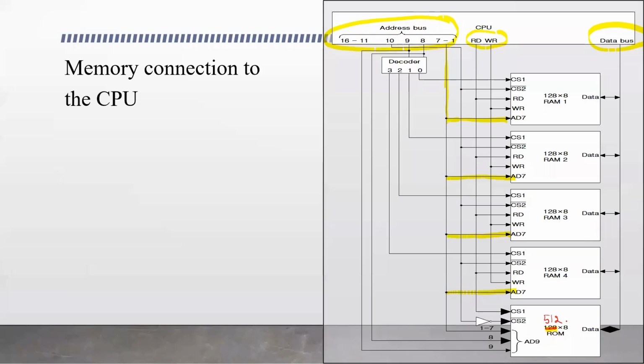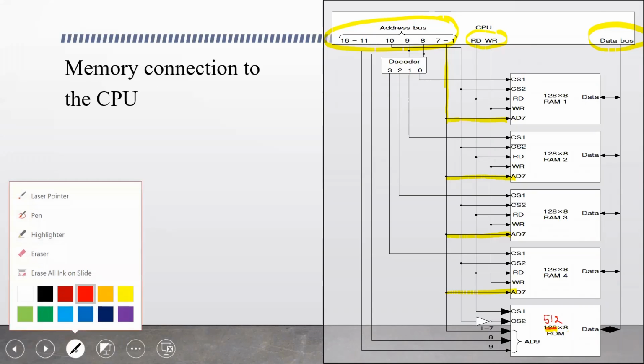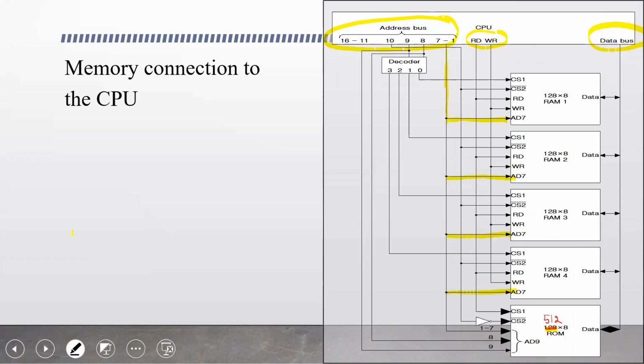Okay, the capacity of this ROM is 512 memory words, 512 words by 8 bits per word. So here, the least significant 1 to 7 bits are connected to the first 7 bits of the address lines.